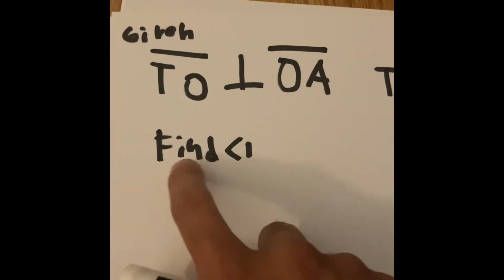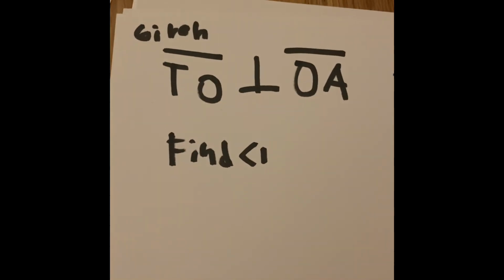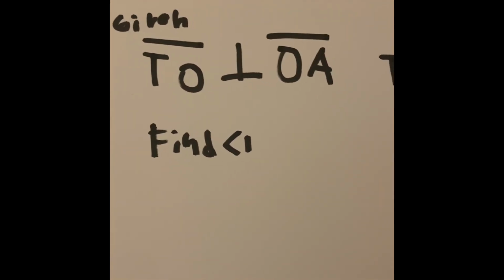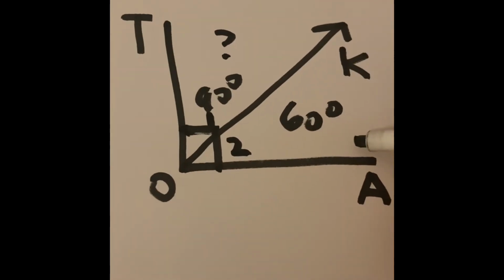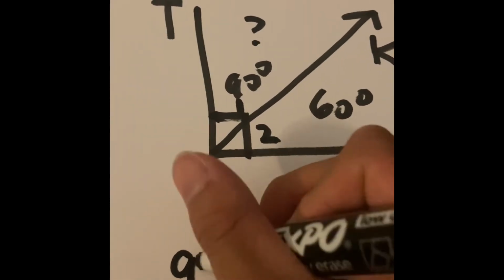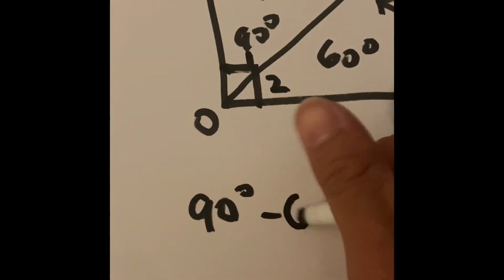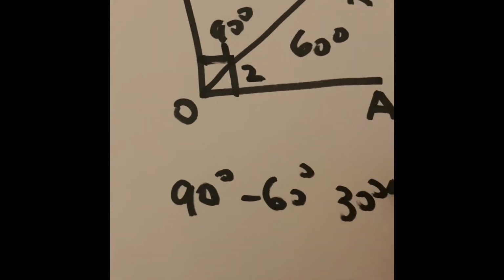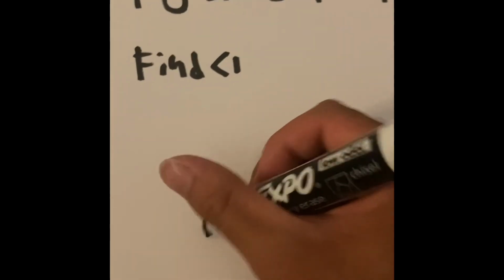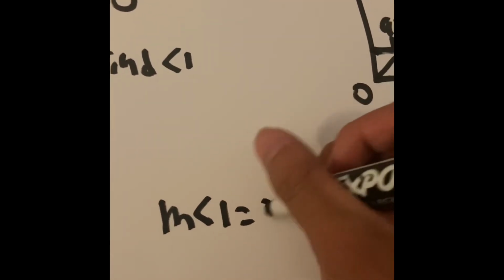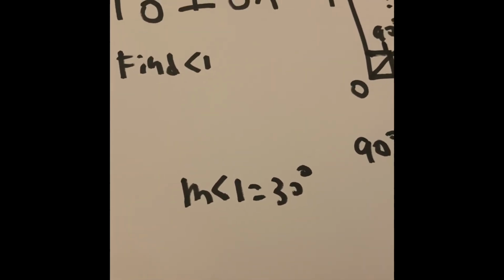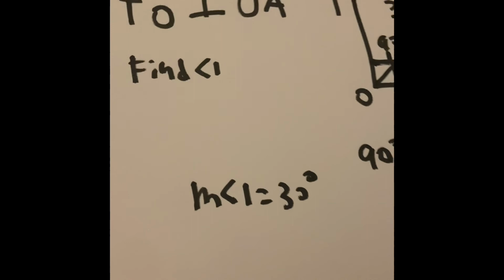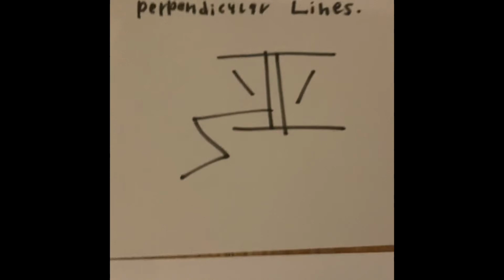So in this scenario, we're going to find angle 1. If angle 1 right here is unknown and angle 2 is 60, we can easily say that 90 degrees subtracted by 60 degrees is 30 degrees. There we go. The measurement of angle 1 is equal to 30 degrees. And that is how we can understand and learn from perpendicular lines.